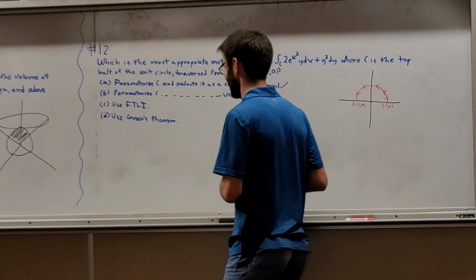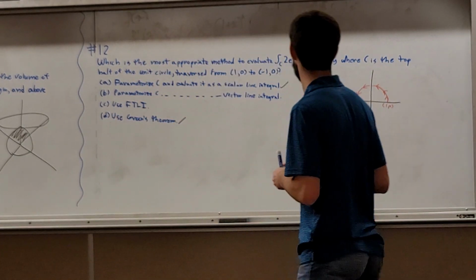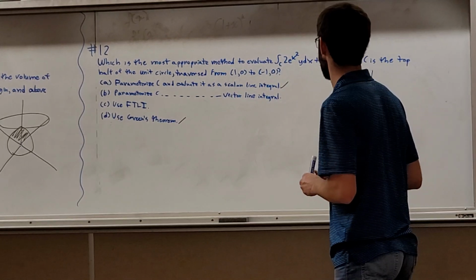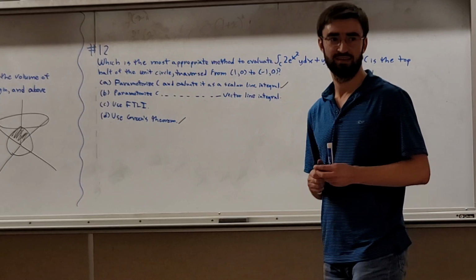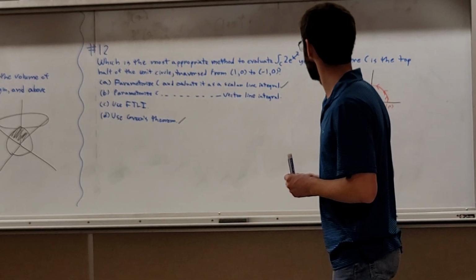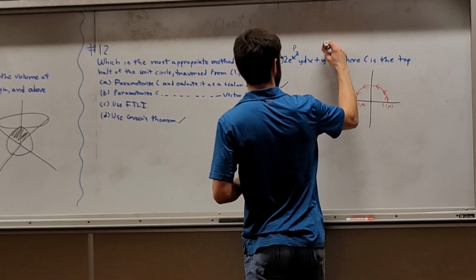Is it conservative? We're eliminating them one by one. So it's not A, it's not D. You can't use the fundamental theorem of line integrals, it's not conservative. So it's gotta be B, because then you would get C. It's not closed. Okay. Well, let's see if it is conservative. So that's P, that's Q.